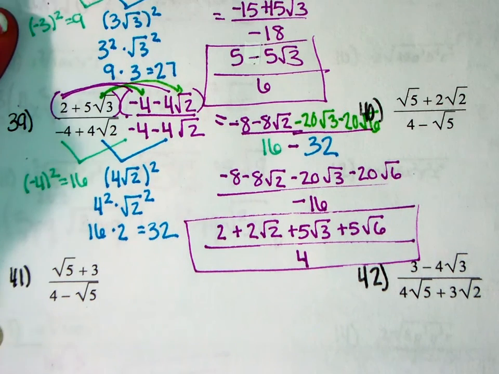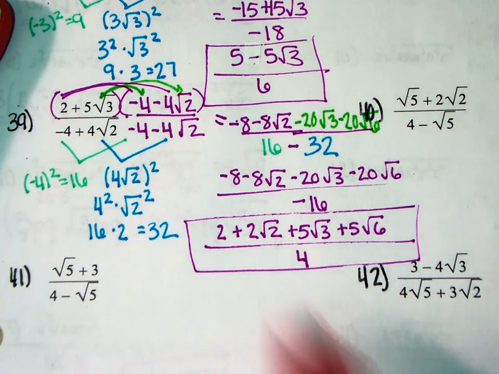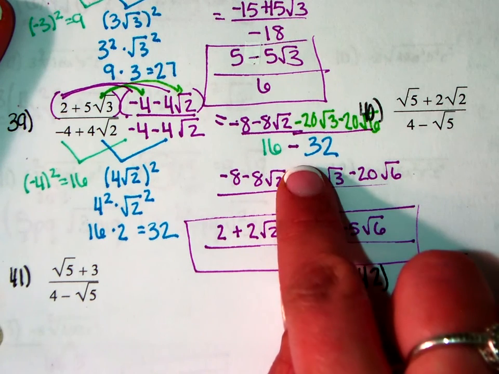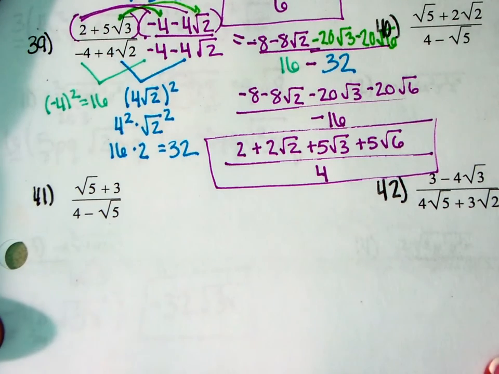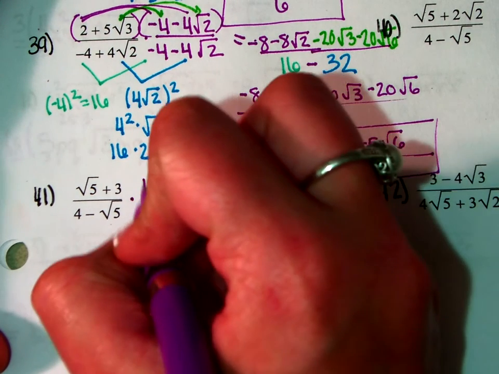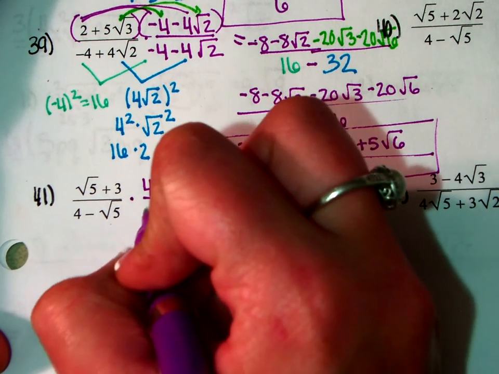I know it seems like a lot of work, but I'm really going through all the steps here. You can definitely jump ahead. You can definitely simplify right here. I just showed that step so you can follow the video. All right, let's finish strong and let's do this last example. Multiply top and bottom by 4 plus the square root of 5.